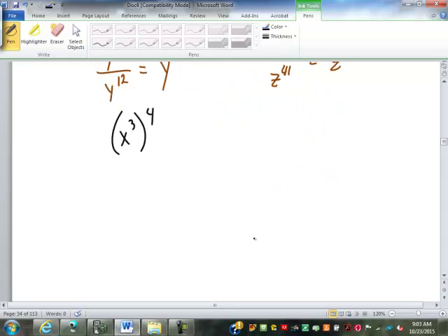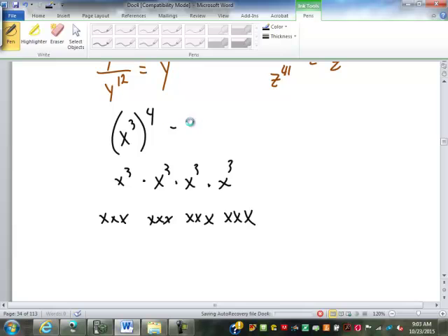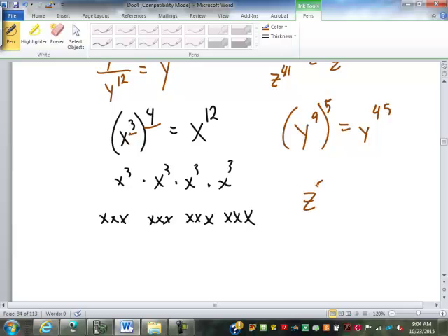X to the 3rd to the 4th power. Well, that's x to the 3rd times x to the 3rd times x to the 3rd times x to the 3rd. We got a total of 12 x's being multiplied together, or x to the 12th. Shortcut would be just to multiply. 3 times 4 makes 12. So y to the 9th to the power of 5 is going to be y to the 45th. Z to the 5th to the power of 12 is going to be z to the 60th. Woohoo!